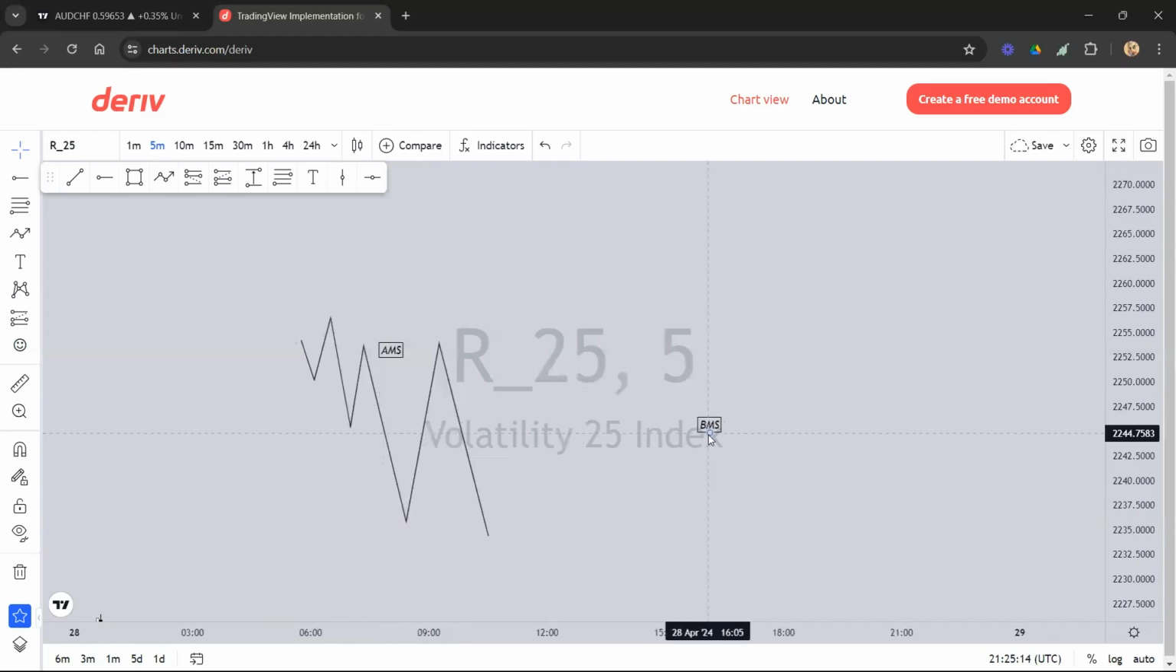Let me delete this. All right, so let's move on. This is what an advanced market structure looks like. Now let me explain what all these moves mean. This is a high. The market came down, went back up, and took out this previous high. This is what we call a sweep of liquidity.